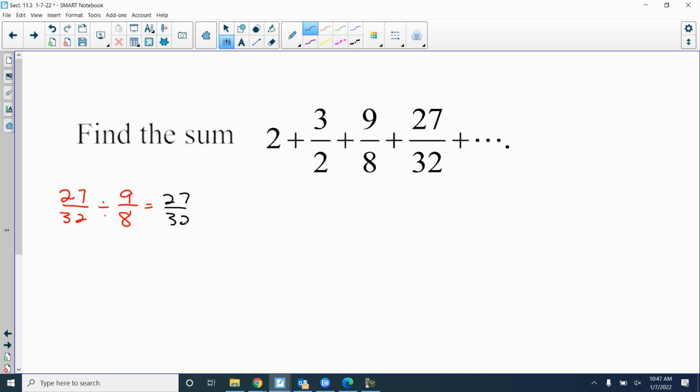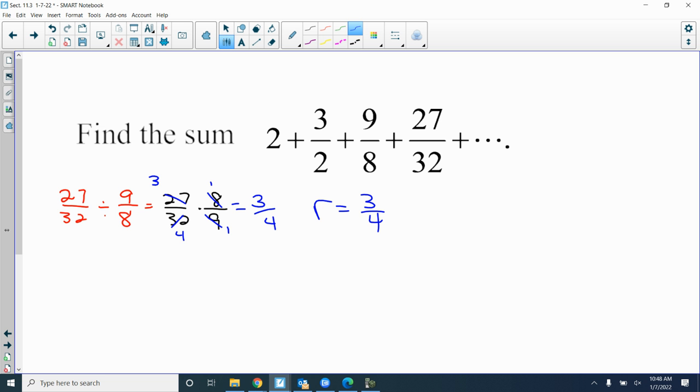27 over 32. Keep, change, flip, and canceling. So everybody's friend here. You cancel. Remember, anything from top to bottom. 9 goes into 27 3 times. So that's a 1. 8 goes into 32 4 times. Reduces to 3/4. All right, I'm not going to do them all. R is 3/4. Is it less than 1? Yes. So that means that sum will add up to a number. It won't go to infinity.